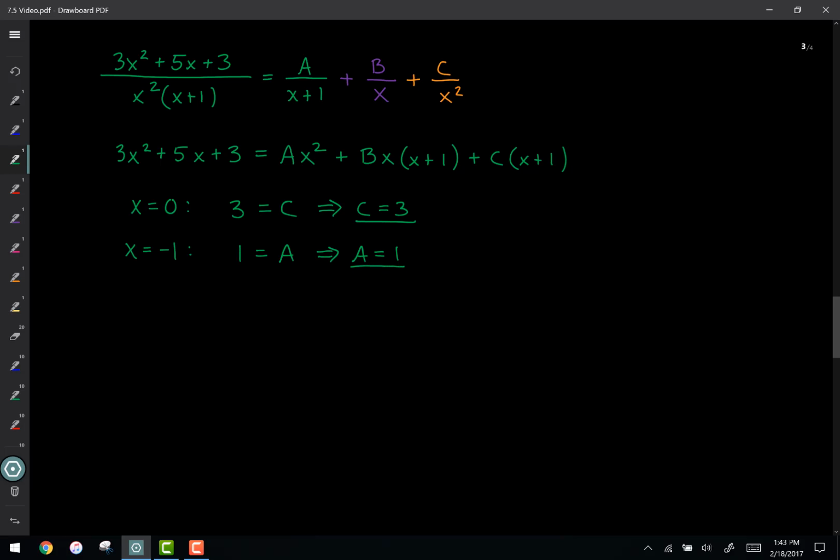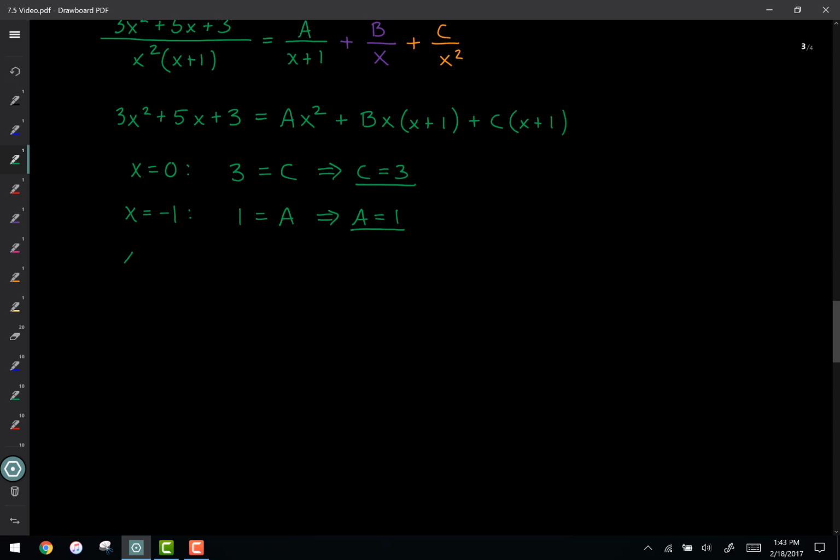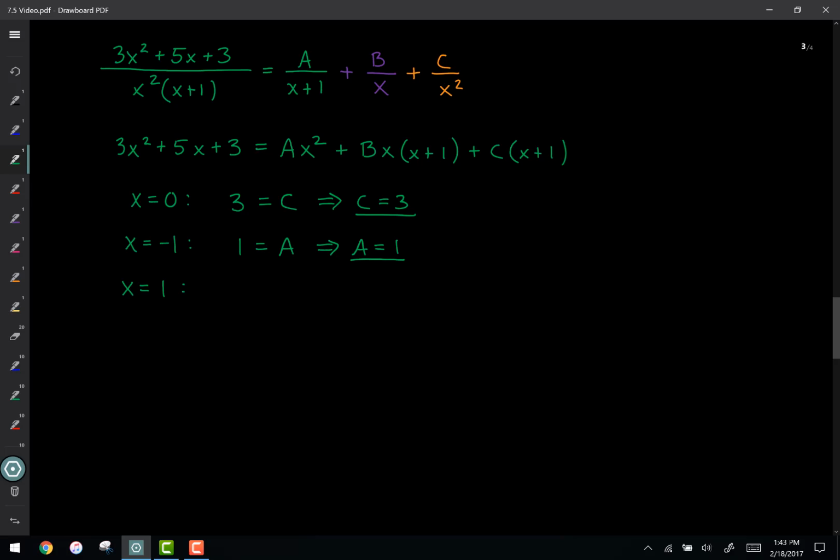Now we run into a problem. There are no more nice values of x that we can plug in to figure out what b is on its own. So what you have to do in this case is pick another nice number for x. So I'll just say 1. It's a nice number. And what we're going to do is plug in x equals 1 and c equals 3 and a equals 1. And then we'll be able to figure out what b is.